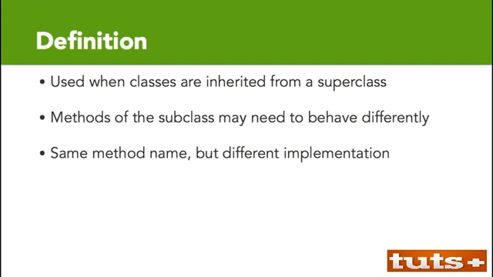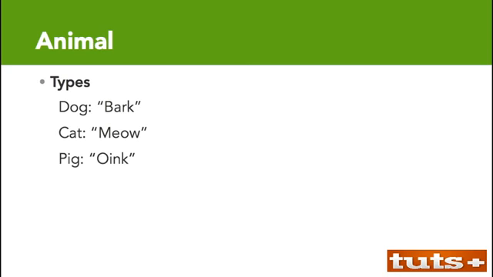In the case where the subclasses may need to behave differently, they still contain the same method name, but they have a different implementation. Okay, all that's well and good, but let's talk about a real-life example. We're all familiar with animals. So if we have an Animal class, and we define 3 types of animals, and we use Animal as our superclass, and we inherit to create the subclasses Dog, Cat, and Pig. They're all animals, but when a dog speaks, it barks. But when a cat speaks, it meows. And finally, when a pig speaks, it oinks.